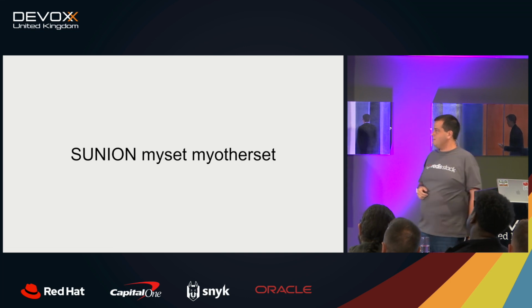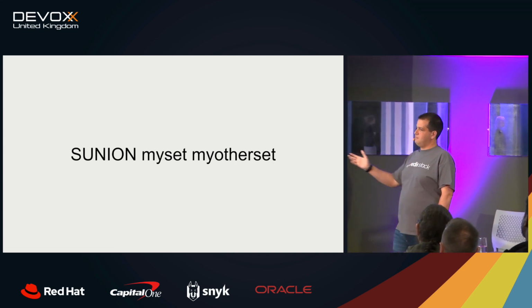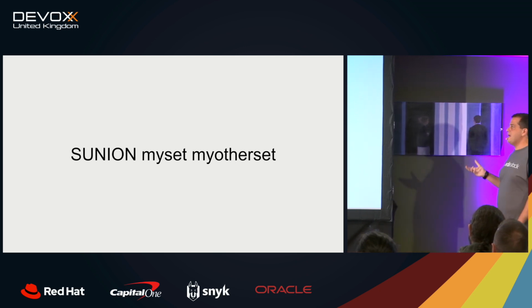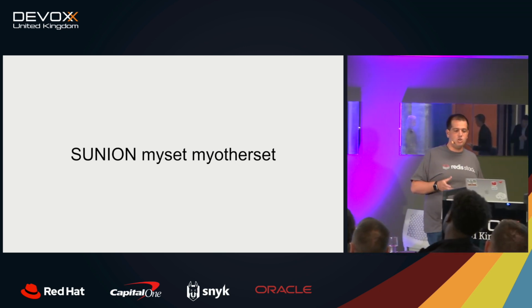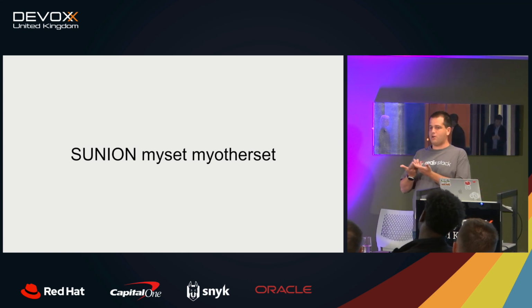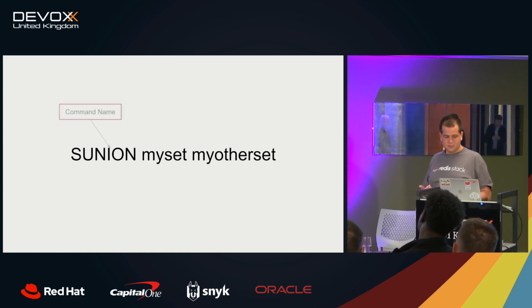And then SUNION basically takes n number of sets. These are these multi-key operations I was talking about earlier. And it combines them and gets the union of those sets, which is basically all of the members that are in each, that are in both sets.